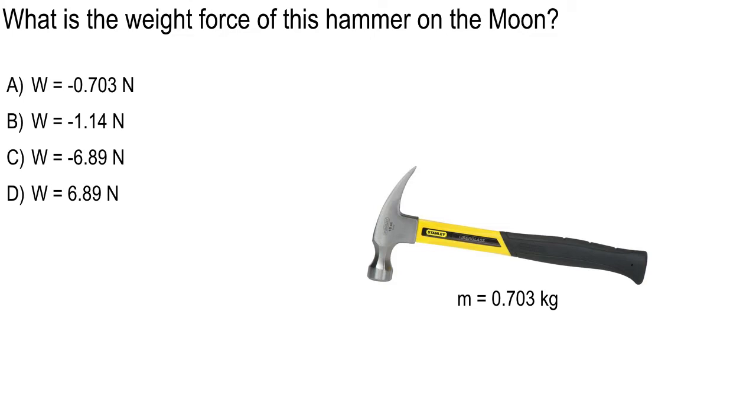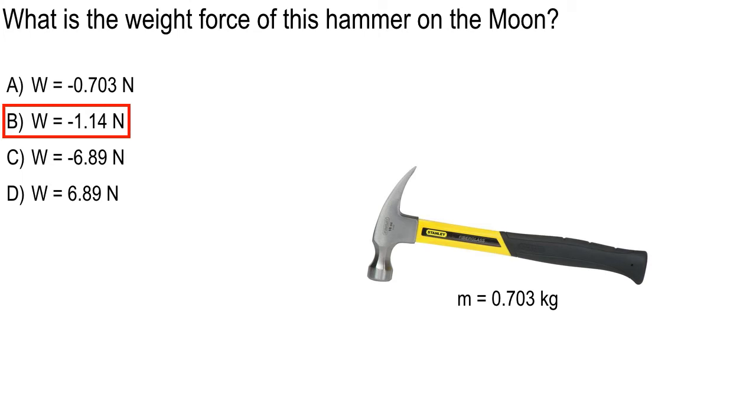Okay, 30 seconds. Twenty seconds. 10, 9, 8, 7, 6, 5, 4, 3, 2, 1, go. Looks like you guys did good. Correct answer, negative 1.14.